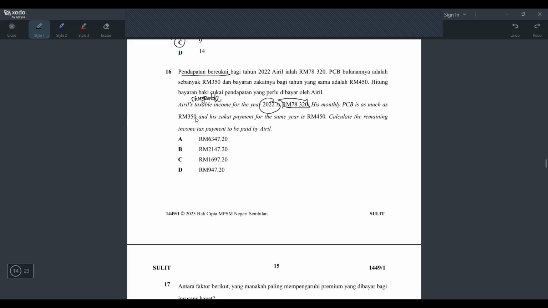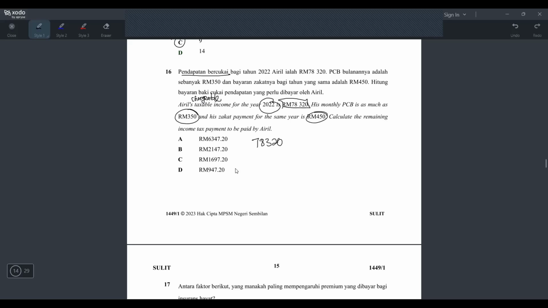His monthly PCB is 350. Okay, zakat is 450, so zakat is a rebate. PCB, we look at the last step, baru kita tengok: calculate the remaining income tax payment to be paid by IREAL. Okay, let's not do all this first. Let's go to the jadwal and find 78320.